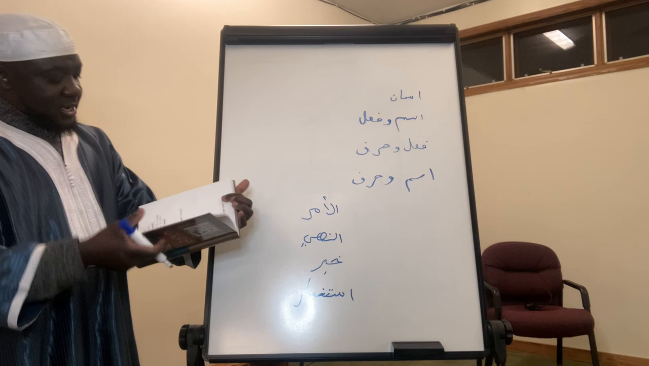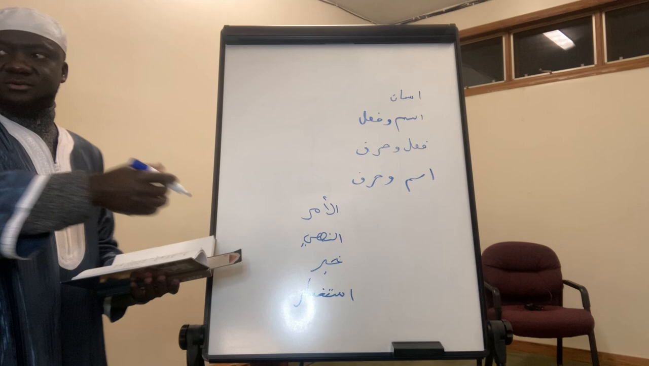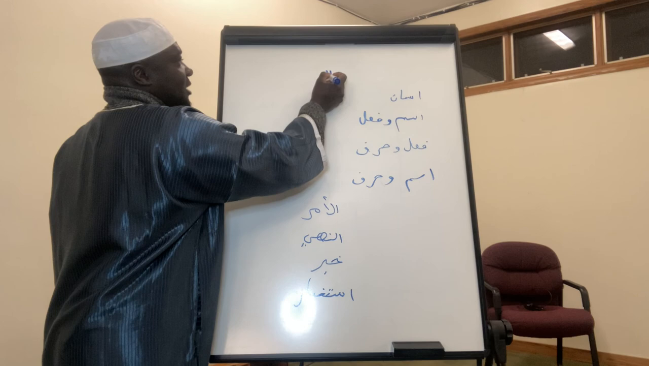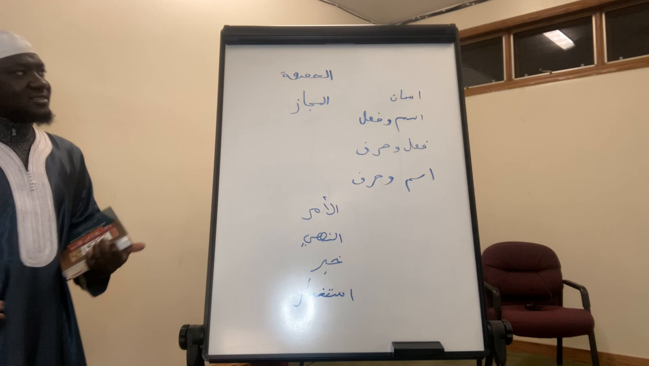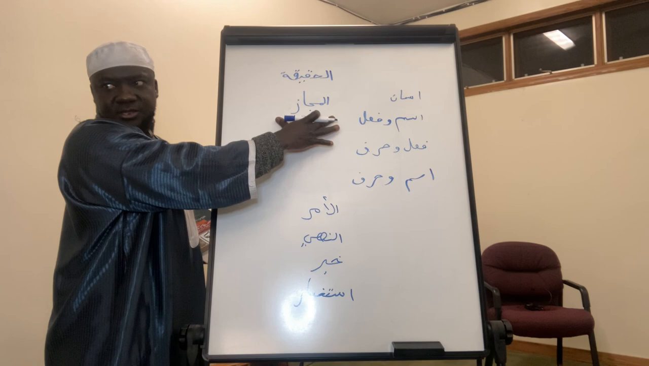Now we go to al-kalam bi'tibar isti'malihi. It's where the problem happens. So now you have speech concerning its usage. It has to be al-haqiqa. What is al-haqiqa? Truth, facts. Al-majaz. What is majaz? Majaz is metaphor. So when you say something, it has to be haqiqa, fact, or majaz.